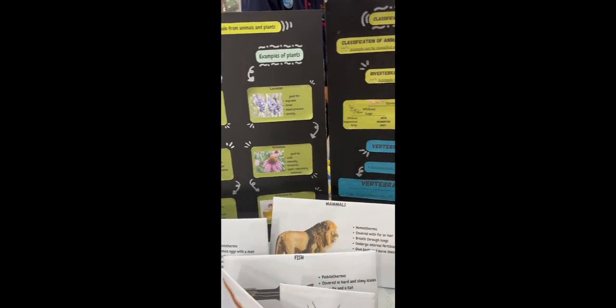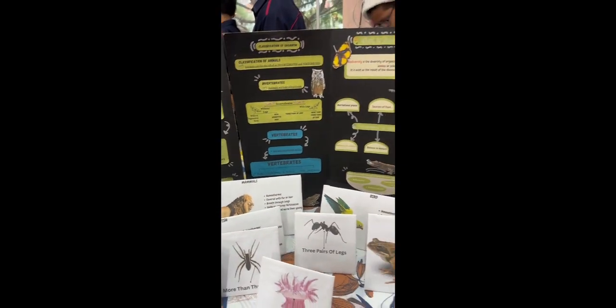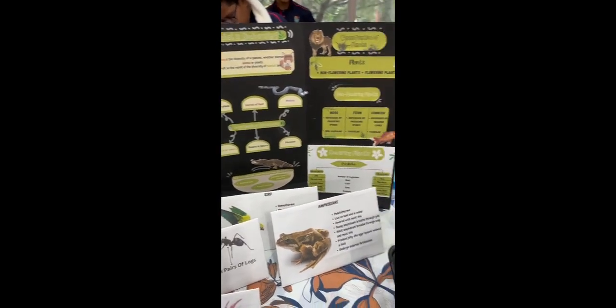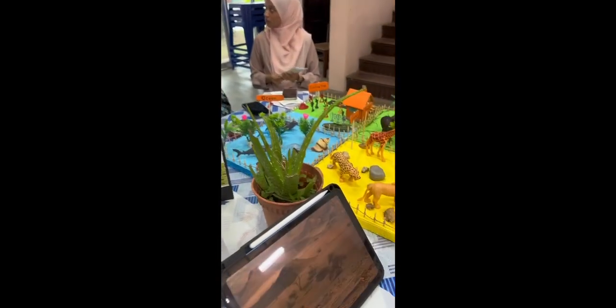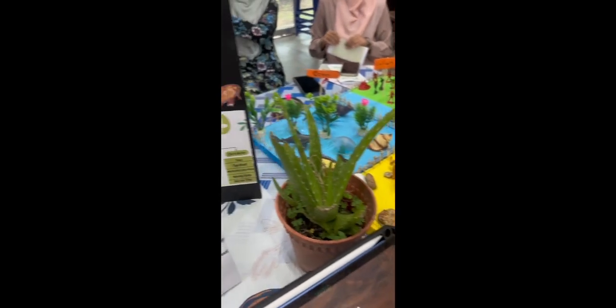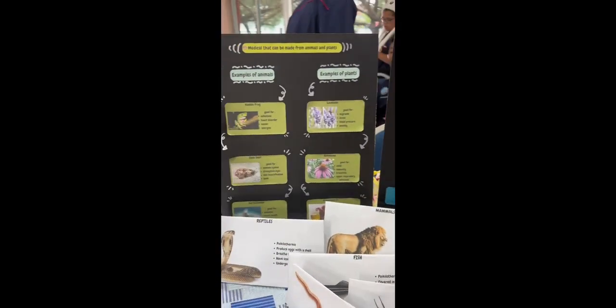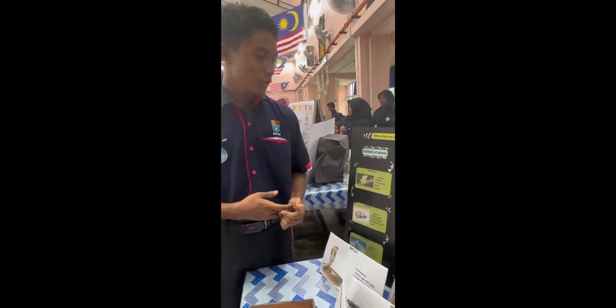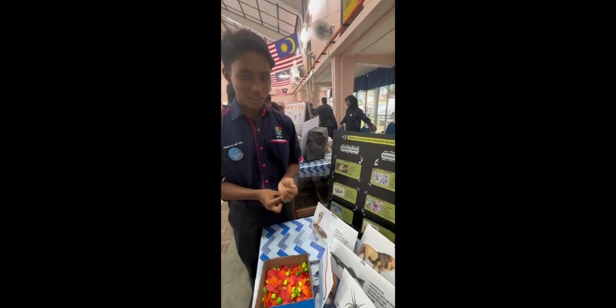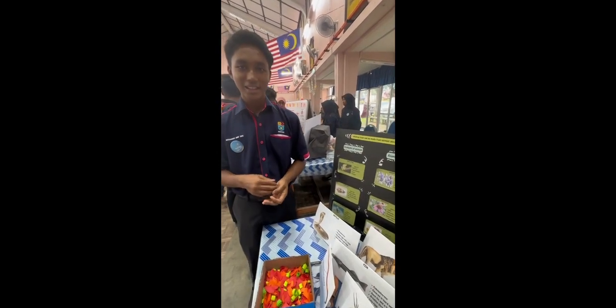Our group is biodiversity. So today I will present to you about medicine that can be made from animals and plants. Examples of animals that can make medicine: first, camphor. Camphor is good for infections, heart disorders, cancer, and allergies.